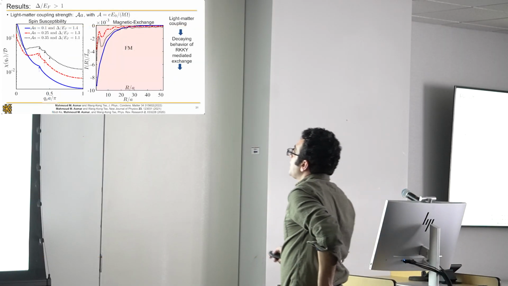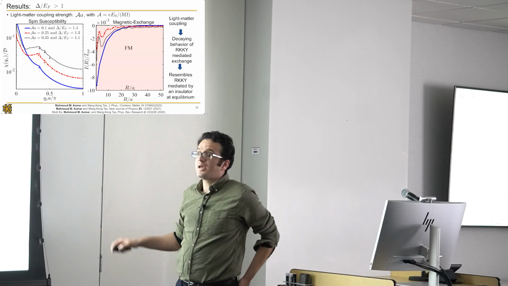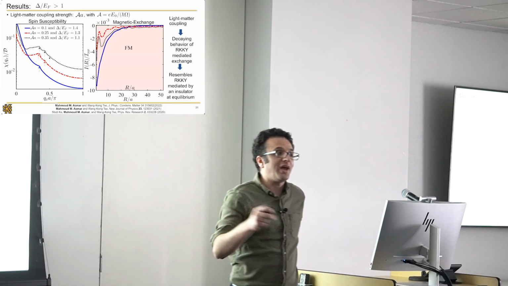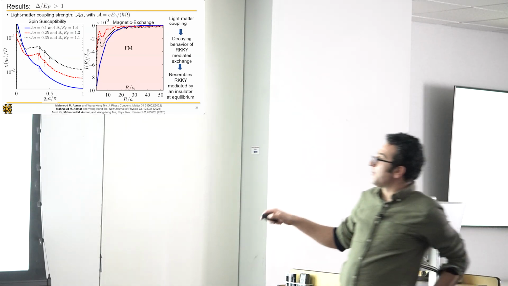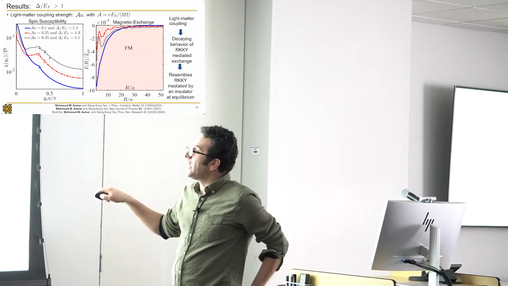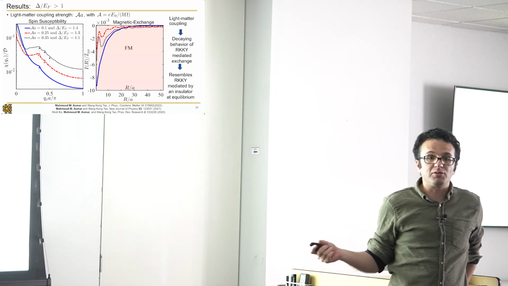And this is logical because this decaying behavior that we have is similar to the RKKY at equilibrium when we have an insulator mediating the RKKY. So what this is telling me is that my bands are so weakly occupied that my system behaves almost as an insulator at this regime.